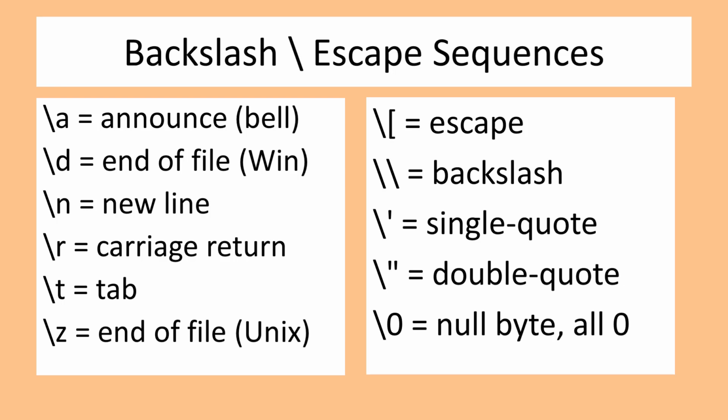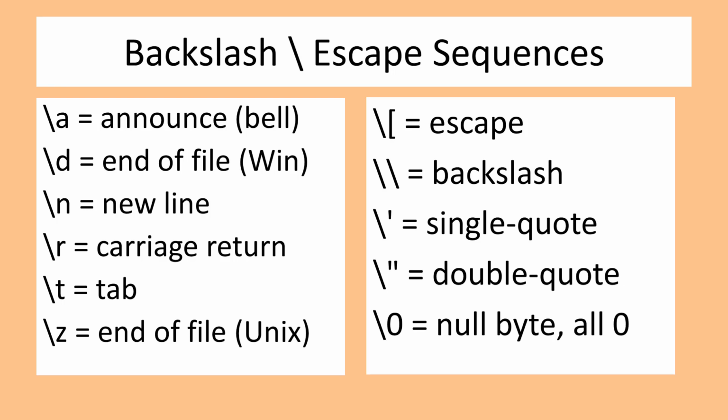Depending on what device you're working with, that will bring the cursor back to the beginning of the line, and then you can overwrite whatever you had before. Backslash T is a tab. Backslash open square bracket is escape. Since the backslash is being used as an escape character, I need to use a double backslash in order to actually get a single backslash when I am inside of a quoted string.